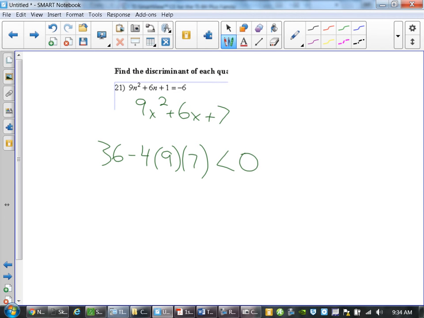If I have a negative discriminant, how many solutions and what type are there? They're 2 imaginary. How do you remember that? Well, if the discriminant is positive, you have 2 real. If it equals 0, you have 1 real. And if it's less than 0, it's 2 imaginary.